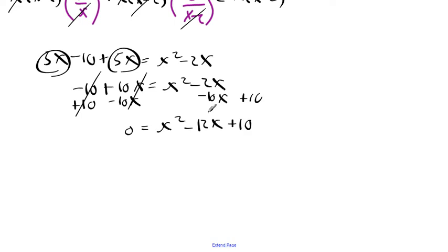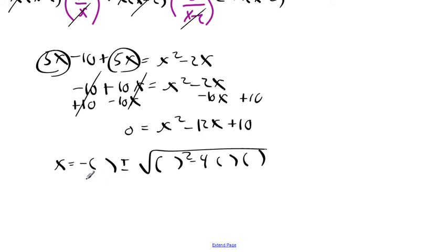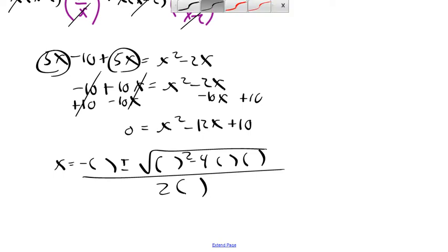Cool. If this was factorable, that would be nice. However, it's not. We would use the factoring method. So since it's not factorable, we have to use the quadratic formula. x equals -b plus or minus the square root of b squared minus 4ac, all over 2a.